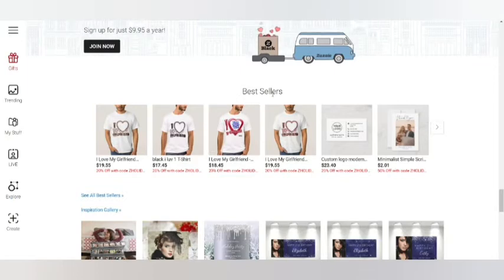You just need to scroll down on the very first homepage on Zazzle, and you're going to see this option that is the best sellers. Now you could go over to this option, the best sellers, and can see all the bestsellers.